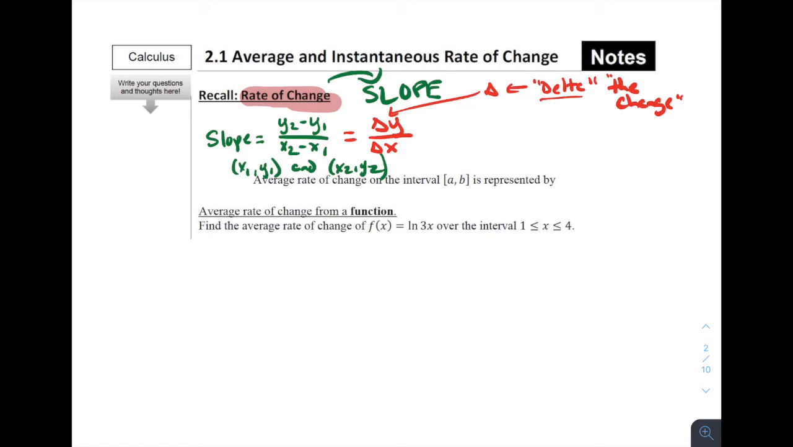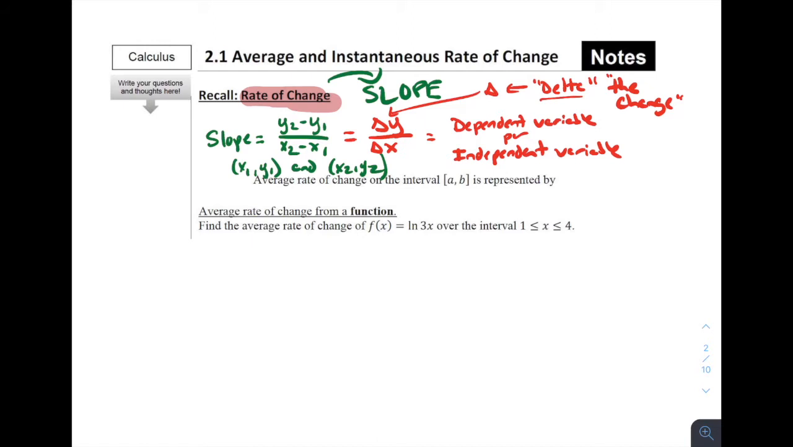Even if we think back to science classes, we might refer to this as the change in the dependent variable per, or divided by, the change in the independent variable. Normally the y value is your dependent variable, and normally your x is your independent variable. All of these should be familiar if we're thinking about slope.